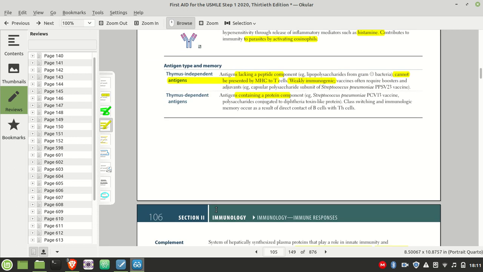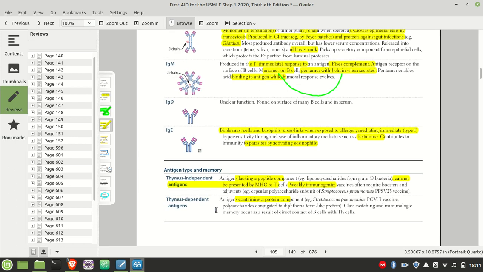Well, the other ones don't. The other ones, the memory cells really aren't there. Nothing's working the same. And hence it's weakly immunogenic. You need a billion boosters.